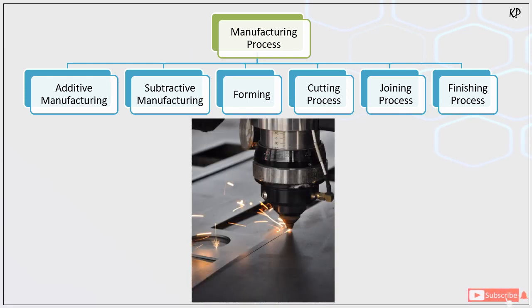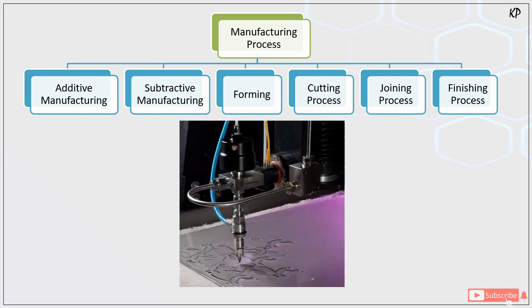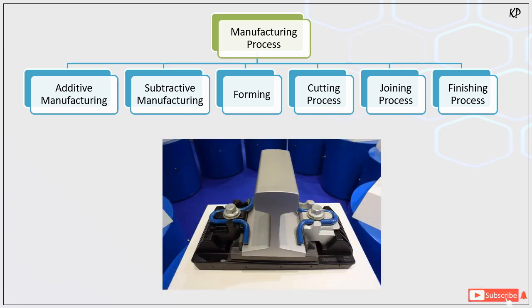So the next process is the cutting process. Cutting process is when you have to remove some part from the sheet, so you can perform laser cutting or water jet cutting. Another process is EDM. These are the processes which are used to remove material from sheets or any part. So these come under the cutting processes.